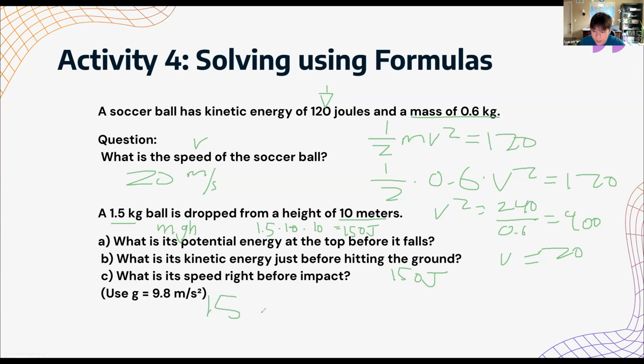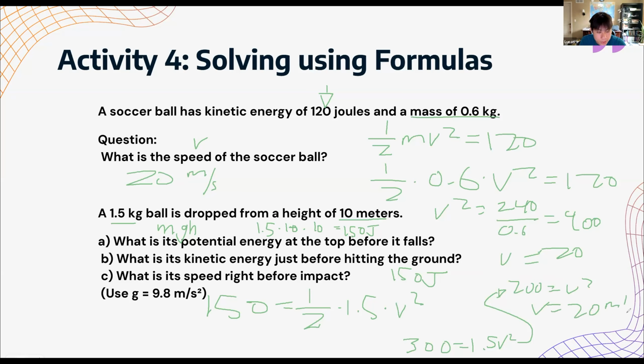What is its speed right before the impact? We know 150 is equal to the kinetic energy. It's equal to 1/2 m, which is mass, 1.5 kilograms, times v squared. This is 1/2 mv squared because I put in the mass. Now we're just solving for v. So 300 is equal to 1.5 v squared. This is equal to 300 divided by 1.5. 200 is equal to v squared. V is equal to 20 again. Hey, that's kind of convenient. So 20 meters per second is the velocity. Are there any questions? You guys get that?